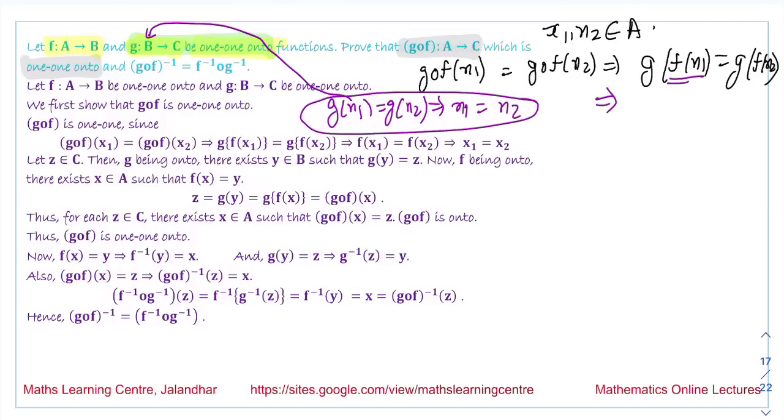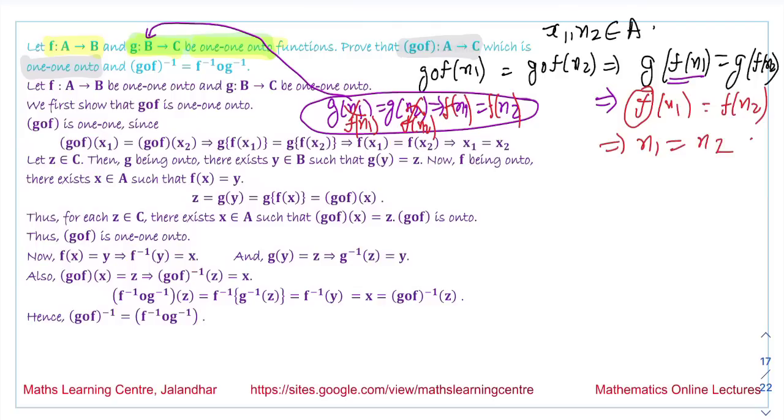So the same thing is over here: in place of this x1, now we have f(x1), and in place of this x2 we have f(x2). So this becomes f(x1) is equal to f(x2). Now again, this f is 1-1, so this implies that x1 is equal to x2. So what we get is that gof(x1) is equal to gof(x2) implies x1 is equal to x2. So gof is a 1-1 function.